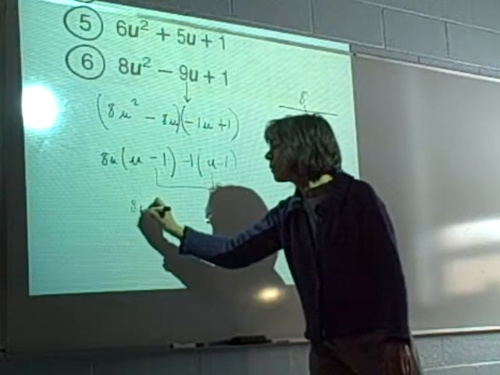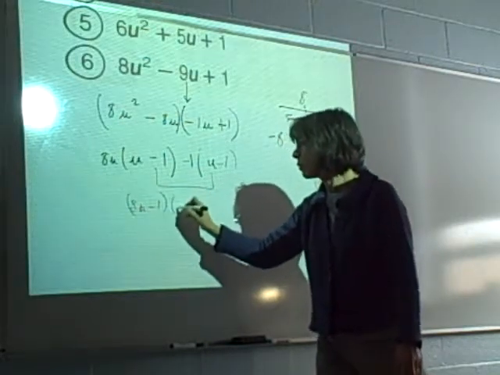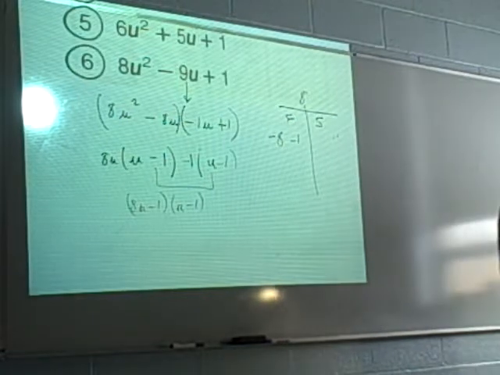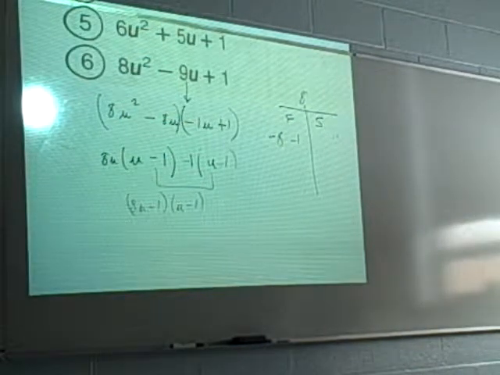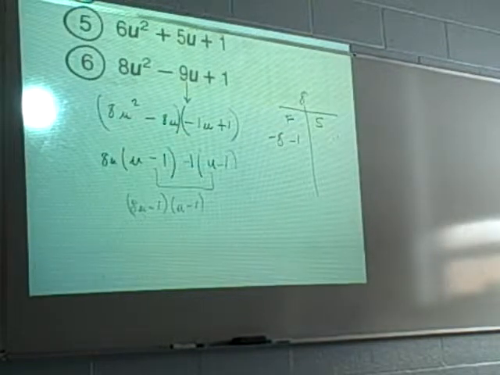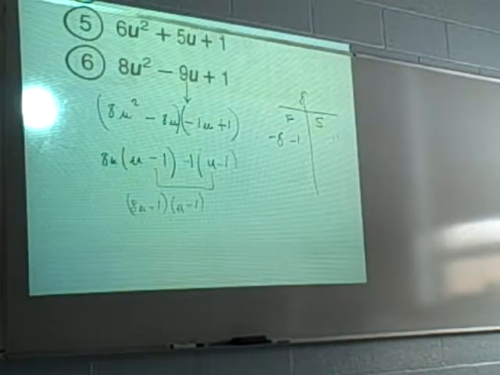So what are the factors? 8u minus 1 times u minus 1. I like this way better. Okay, whatever works for you. I have one more method to show you.